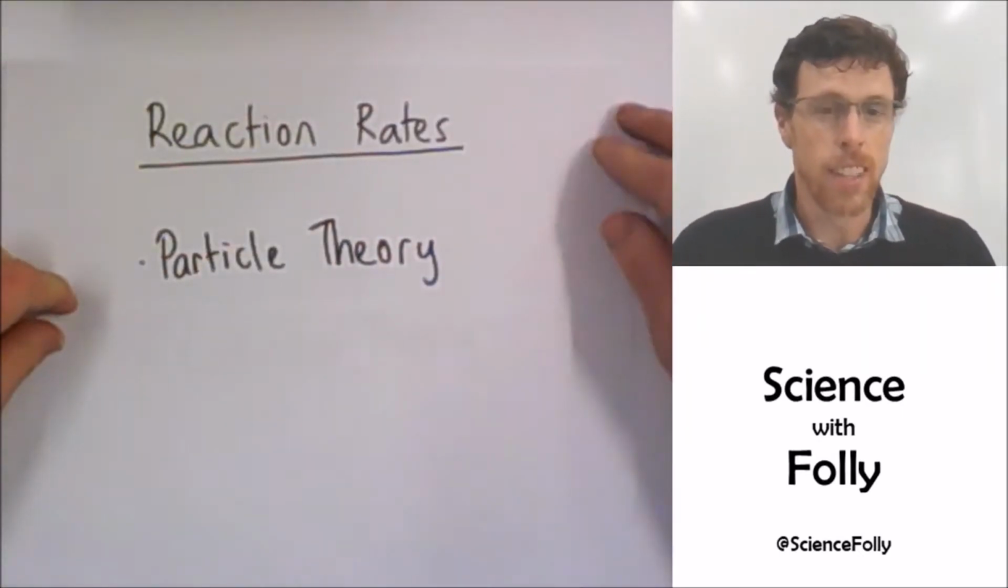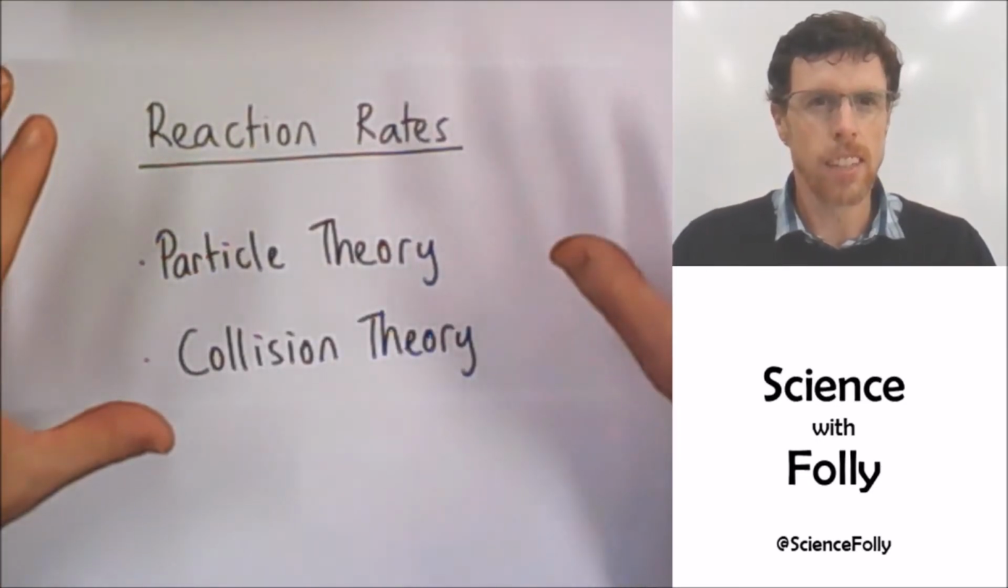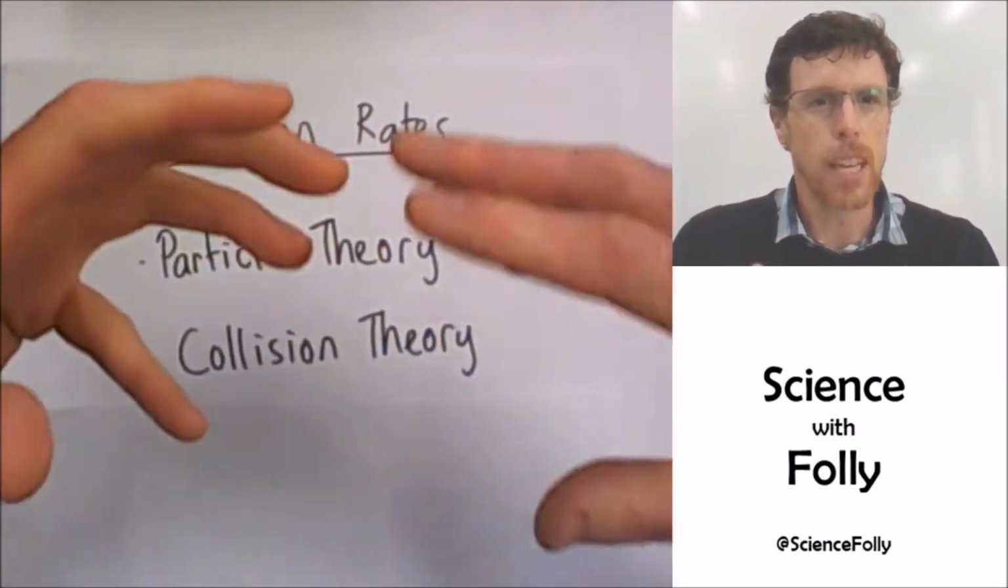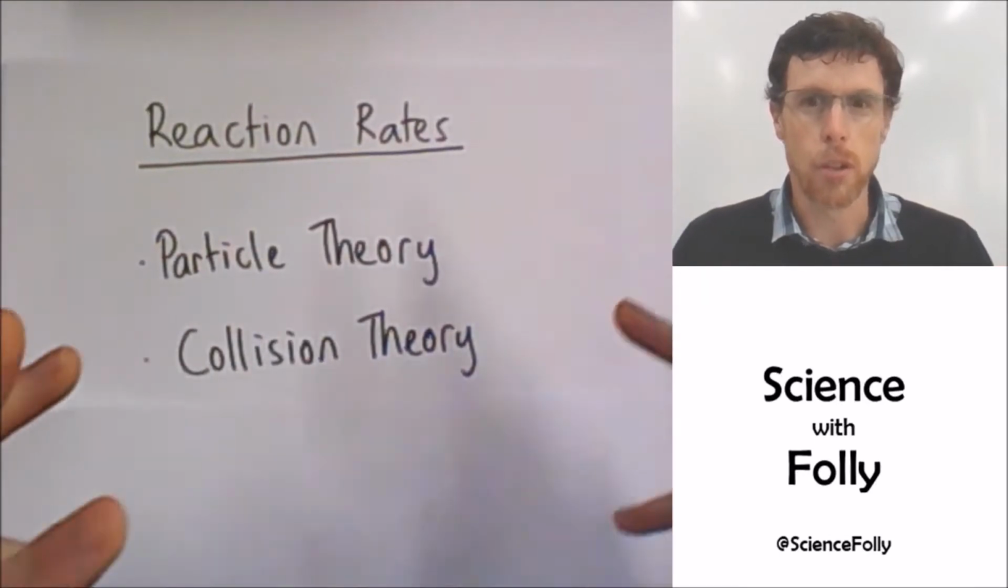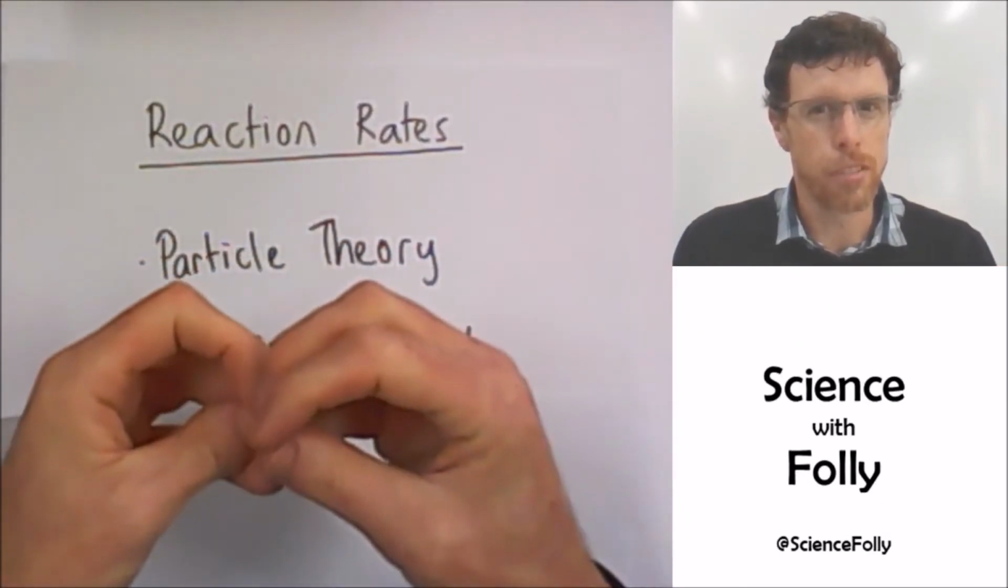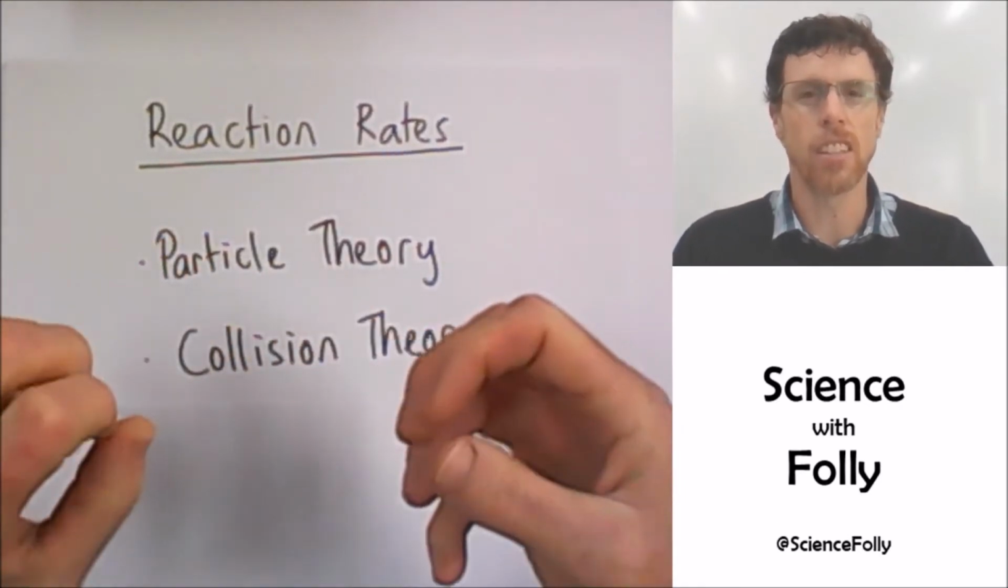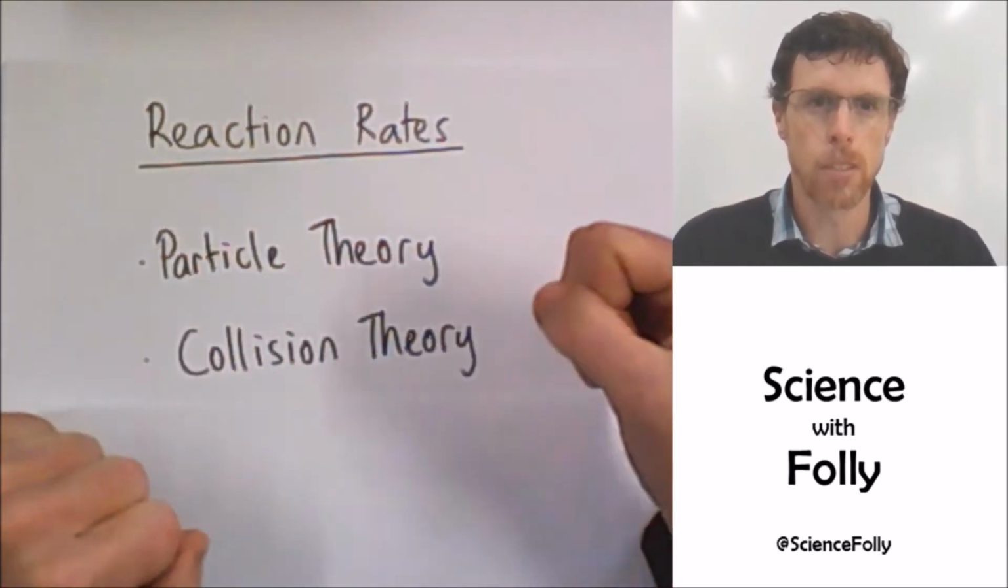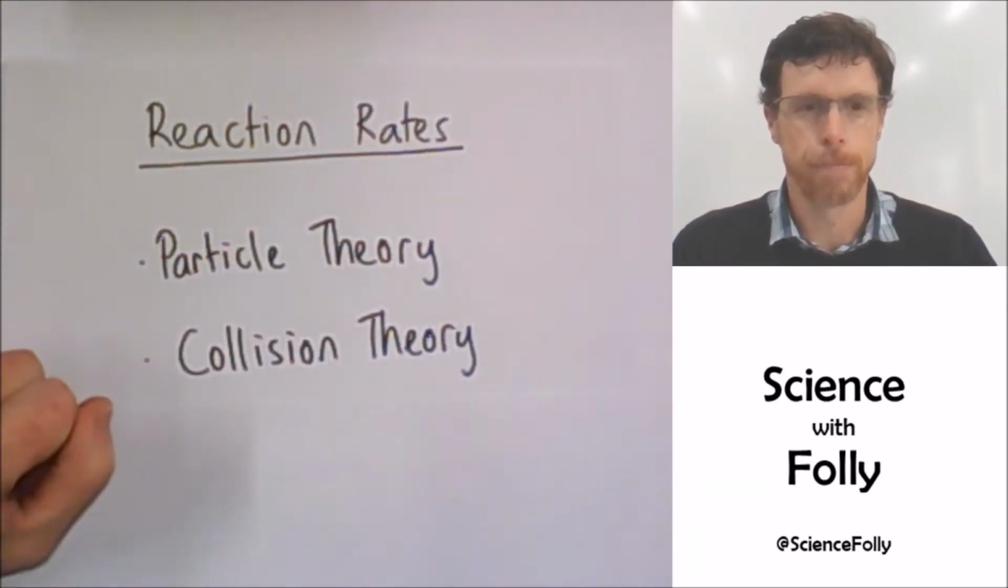The second theory is collision theory. And collision theory states that for a chemical reaction to occur, those particles that are in constant motion must collide with sufficient energy and at the correct orientation for a chemical reaction to occur.